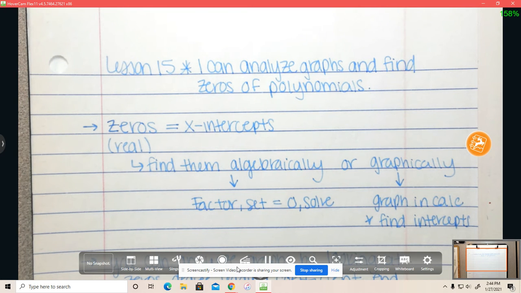Okay, today we're going to look at lesson 15, and your I can statement or learning objective is I can analyze graphs and find zeros of polynomials. So we're still working with polynomials. We're going to do some different types of problems today, talk about a couple different things, and go from there.